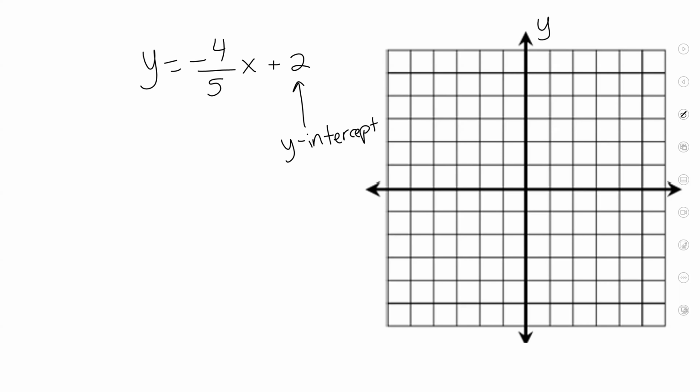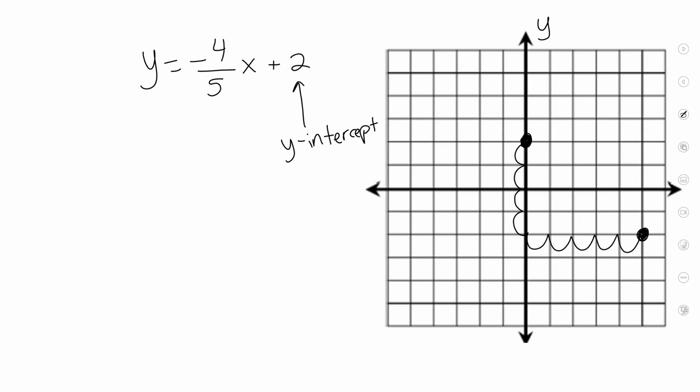So let me give you an example. Let's say I have y equals -4/5 x plus 2. This is your y-intercept. That means on your y-axis, you are going to put 2. You're going to put a point at 2 on your y-axis. From the 2, you are going to use your slope to plot the next point. So you start at this 2. So I'm going to go down 4 spaces and over 5 spaces, and that is my next point.